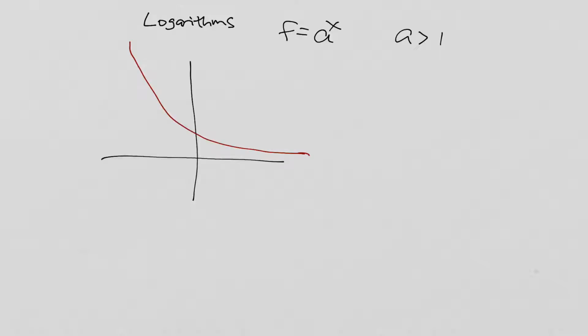What logarithms are, our logarithms are inverses for this thing. So if we flip all our x and y values, a logarithm is going to look something like this. For the exponential function, remember that's the point 0, 1, which means this point becomes 1, 0. So if we think about logs, they're going to be set up just like this.